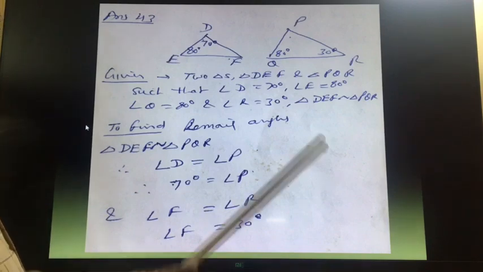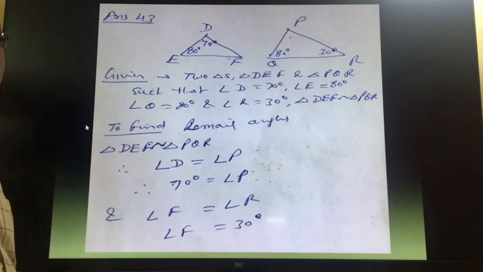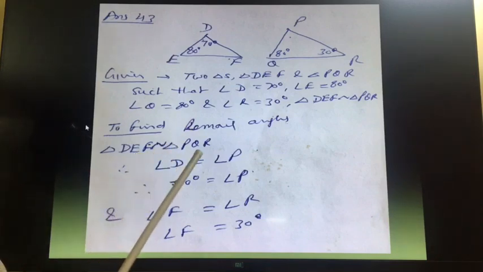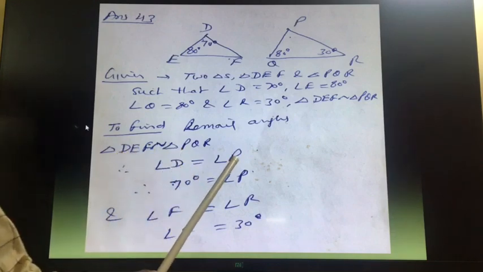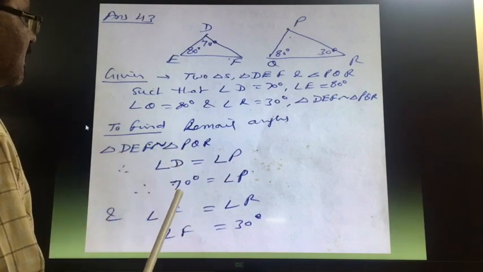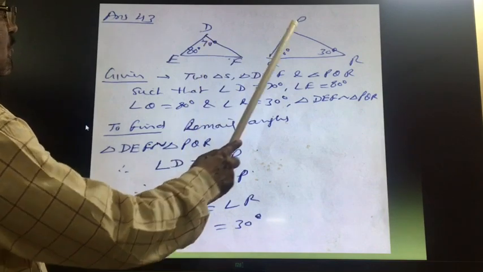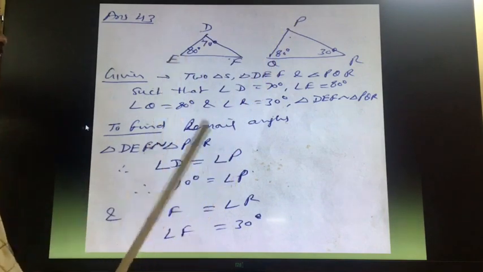Here we want to find out about the angle, so we will write: if triangles are similar, then corresponding angles are equal. Because triangle DEF is similar to triangle PQR, we can write angle at D will be equal to angle at P. So angle D is equal to angle P, and angle D is equal to 70, so angle P will be equal to 70.